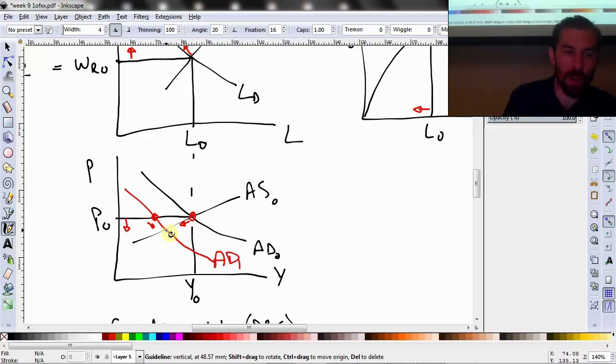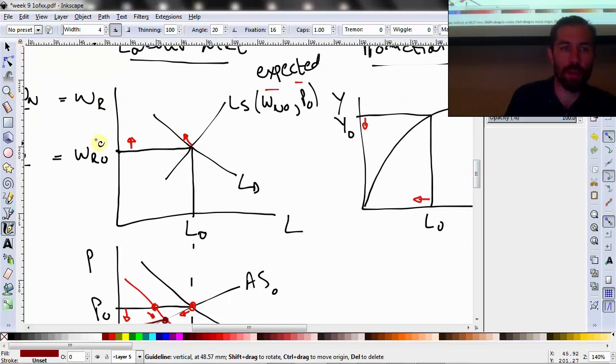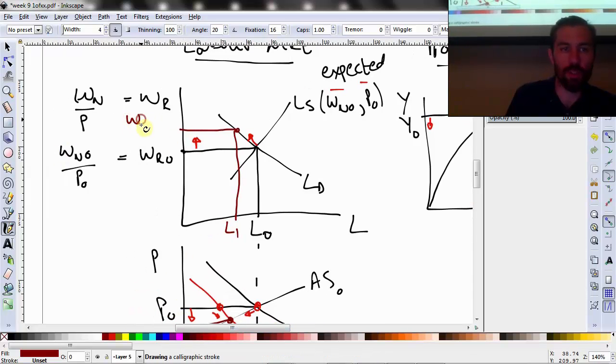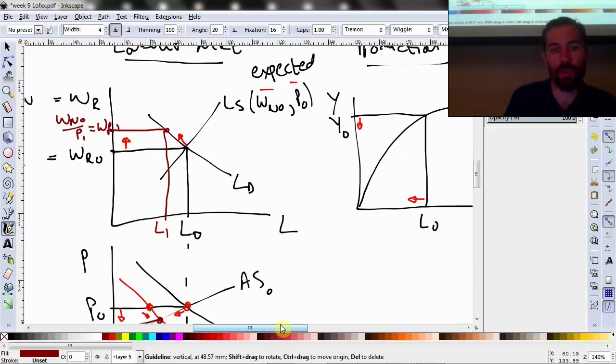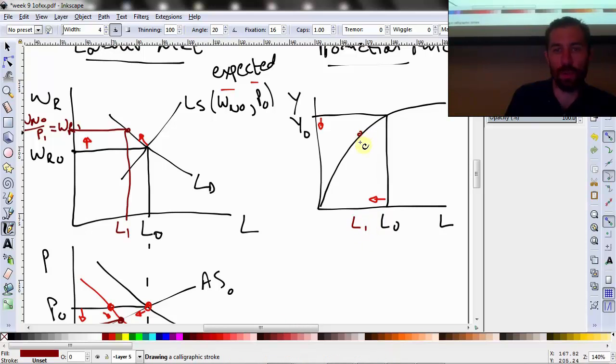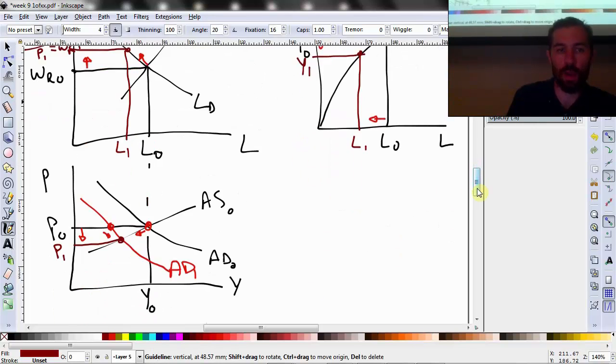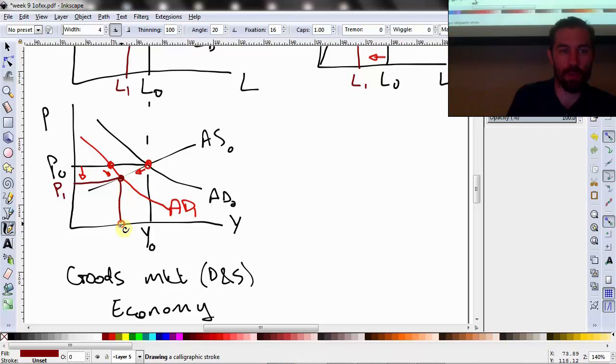And ultimately, we're going to arrive. The movements will stop once we get a new point of equilibrium at P1, short-run equilibrium. And at P1, we have some level of employment, L1, and we've got an unchanged nominal wage, WN0 over P1, equal to WR1, which is higher. That lower level of employment, L1, corresponds to some lower level of output being produced, Y1, and Y1 corresponds to our new equilibrium level of output at P1.